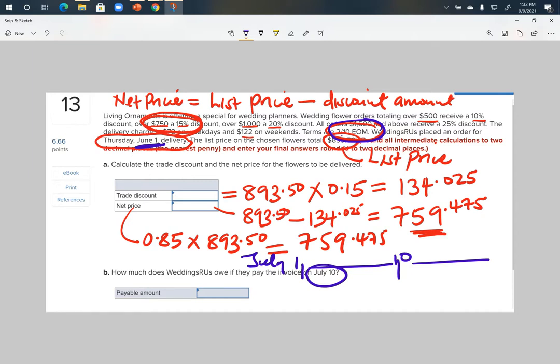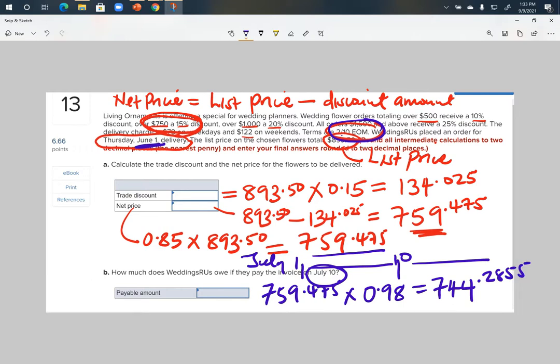This is our net price, and therefore the payable amount, excluding the shipping cost, is found by taking the 759.475 and deducting 2% of it. Alternatively, if you're saving 2%, you're basically paying 98%. So 759.475 times 98% gives you $744.2855. This is what the customer has to pay, excluding the shipping cost.